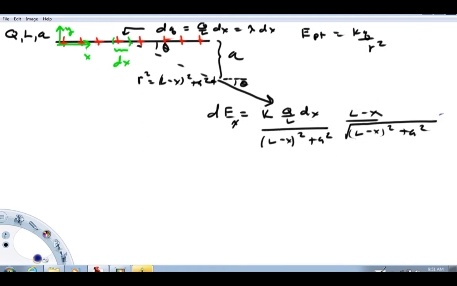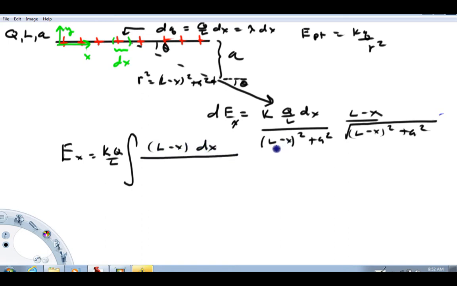So the total electric field in the x direction we get by adding all these up. I'm going to take note that these are constants, so I'll bring those out front: kq over L. What we're left with is L minus x dx over, in the bottom, L minus x squared plus a squared, and over here L minus x squared plus a squared to the 1/2. These are common things, they can be multiplied. And that's going to multiply to L minus x squared plus a squared to the 3/2.